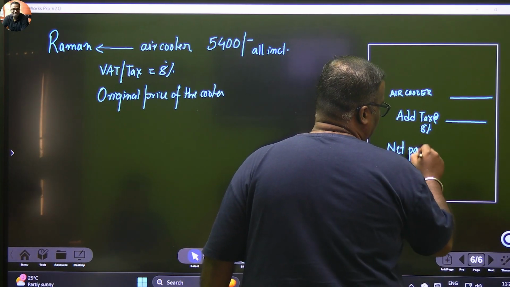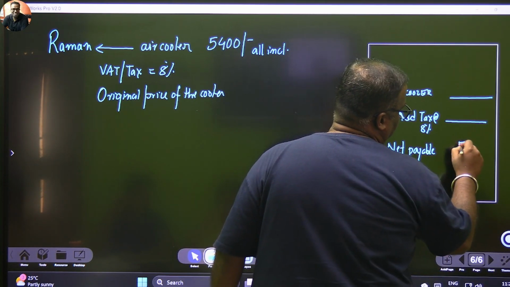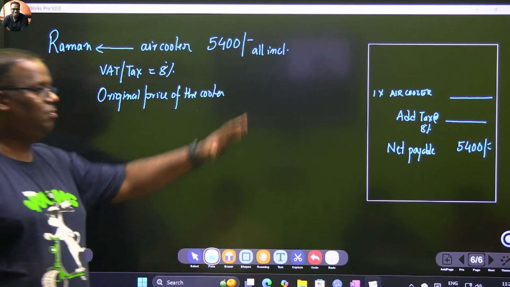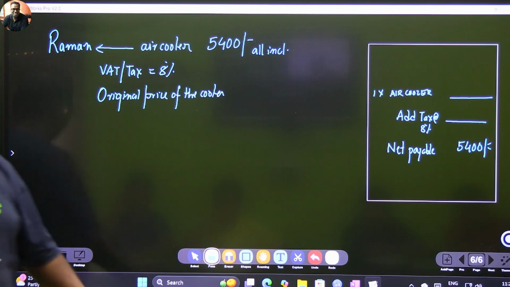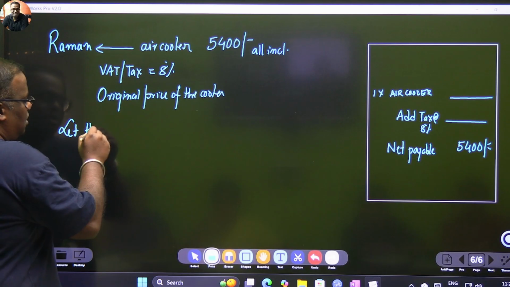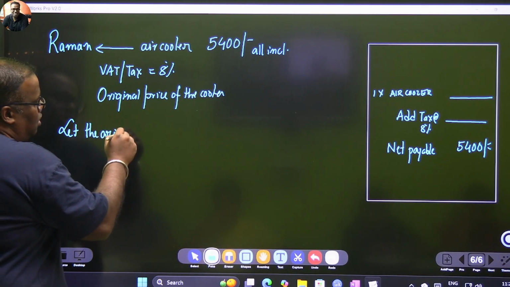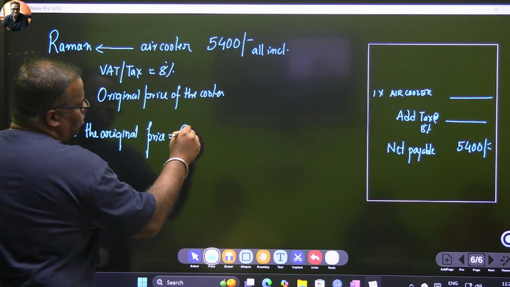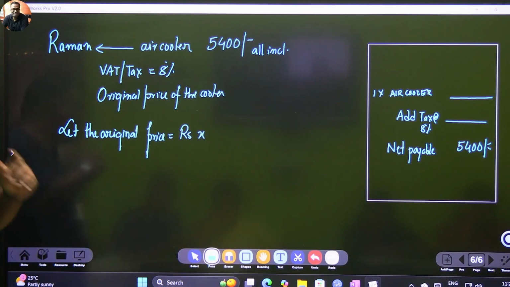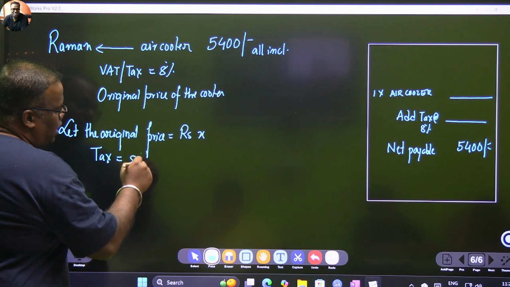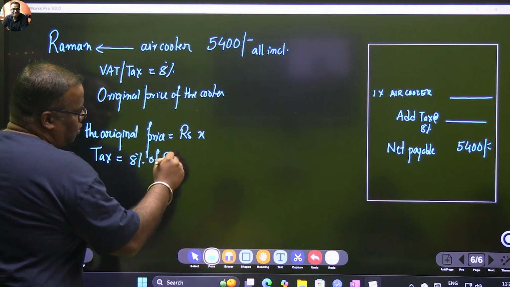Net payable is 5,400. This is the problem. Very easy. So we say, let the original price be equal to rupees X. Now you can't take 100 because already a figure is there, right? Tax is equal to 8% of rupees X.